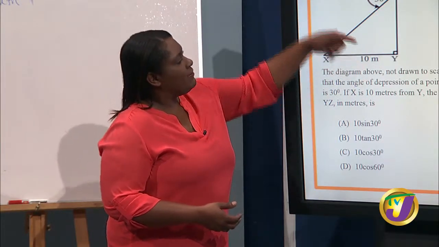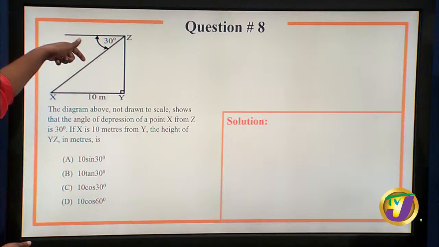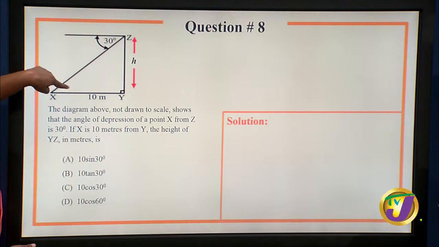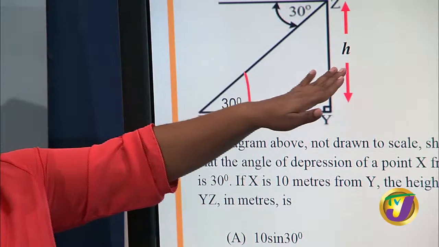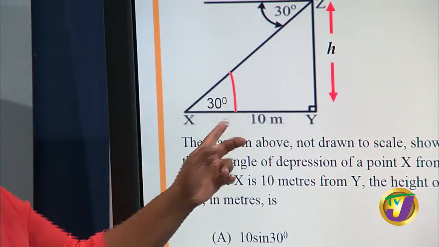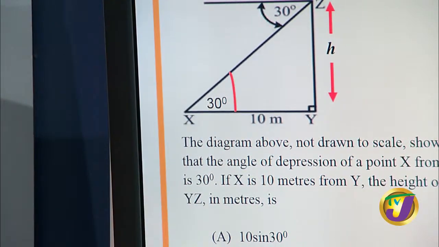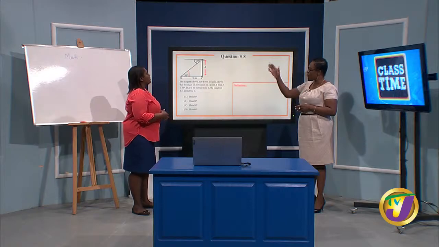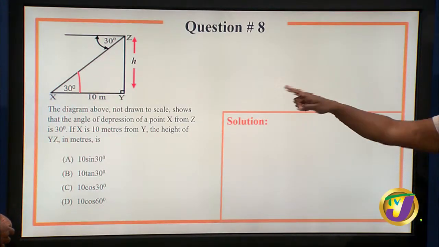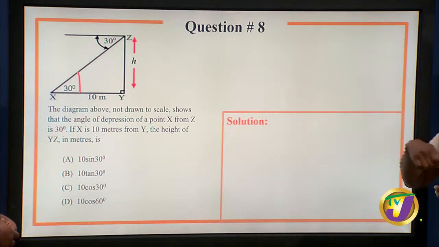So we can identify the hypotenuse right here. We can also, if this angle is 30 degrees and this is the identified angle that we are working with, say that over this side would be the opposite side. And XY, 10 meters, would be the adjacent side. And we are required to find the opposite side, with 30 degrees at X.